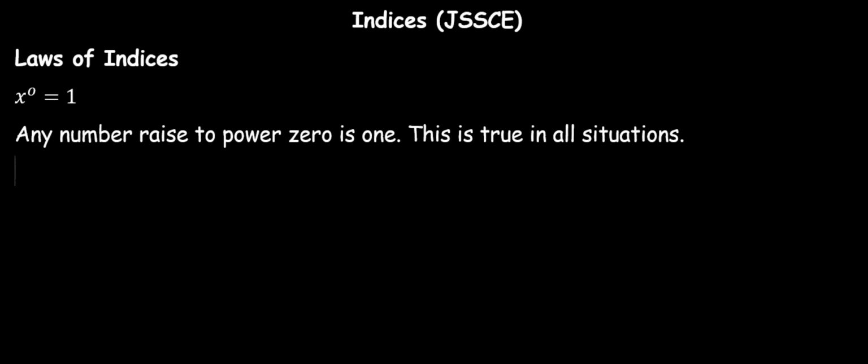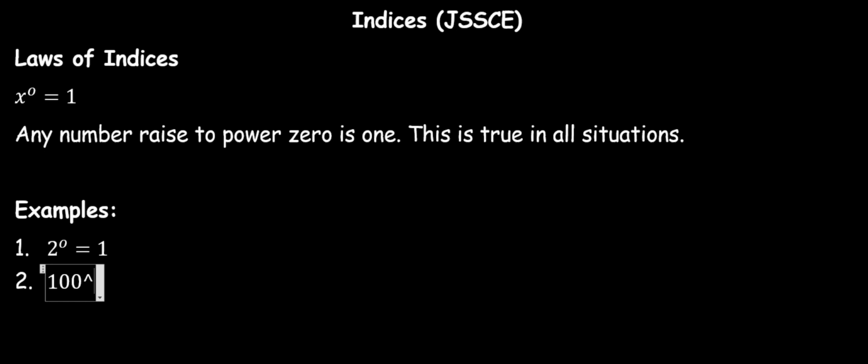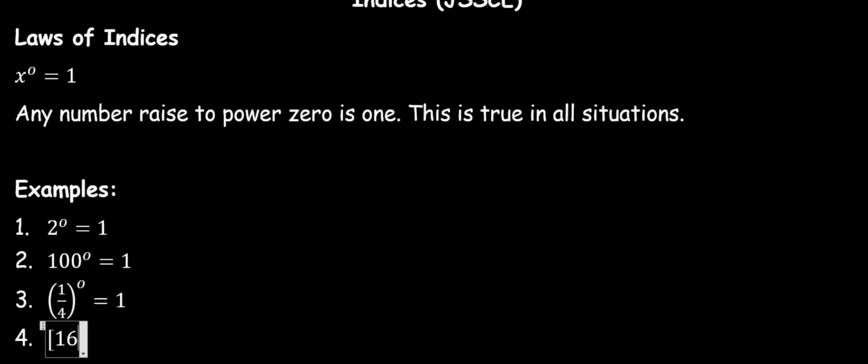This is true in all situations. Let's take a few examples to illustrate this law. Number 1, 2 raised to power 0 is equal to 1. Number 2, 100 raised to power 0 is equal to 1. Number 3, open bracket, 1 over 4, close the bracket, raised to power 0 is equal to 1. Number 4, open bracket, 16 raised to power 2 plus 1 over 2, close bracket, raised to power 0 is equal to 1.